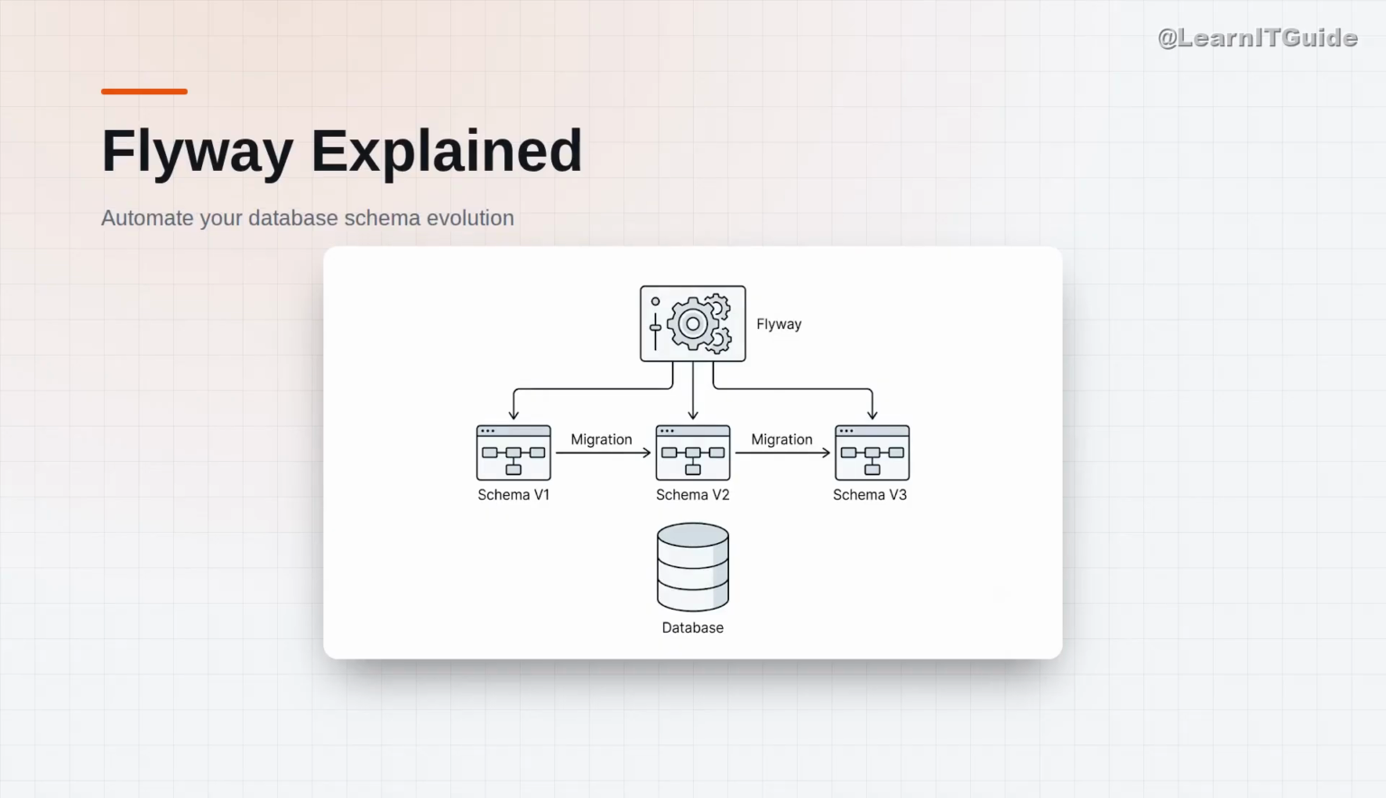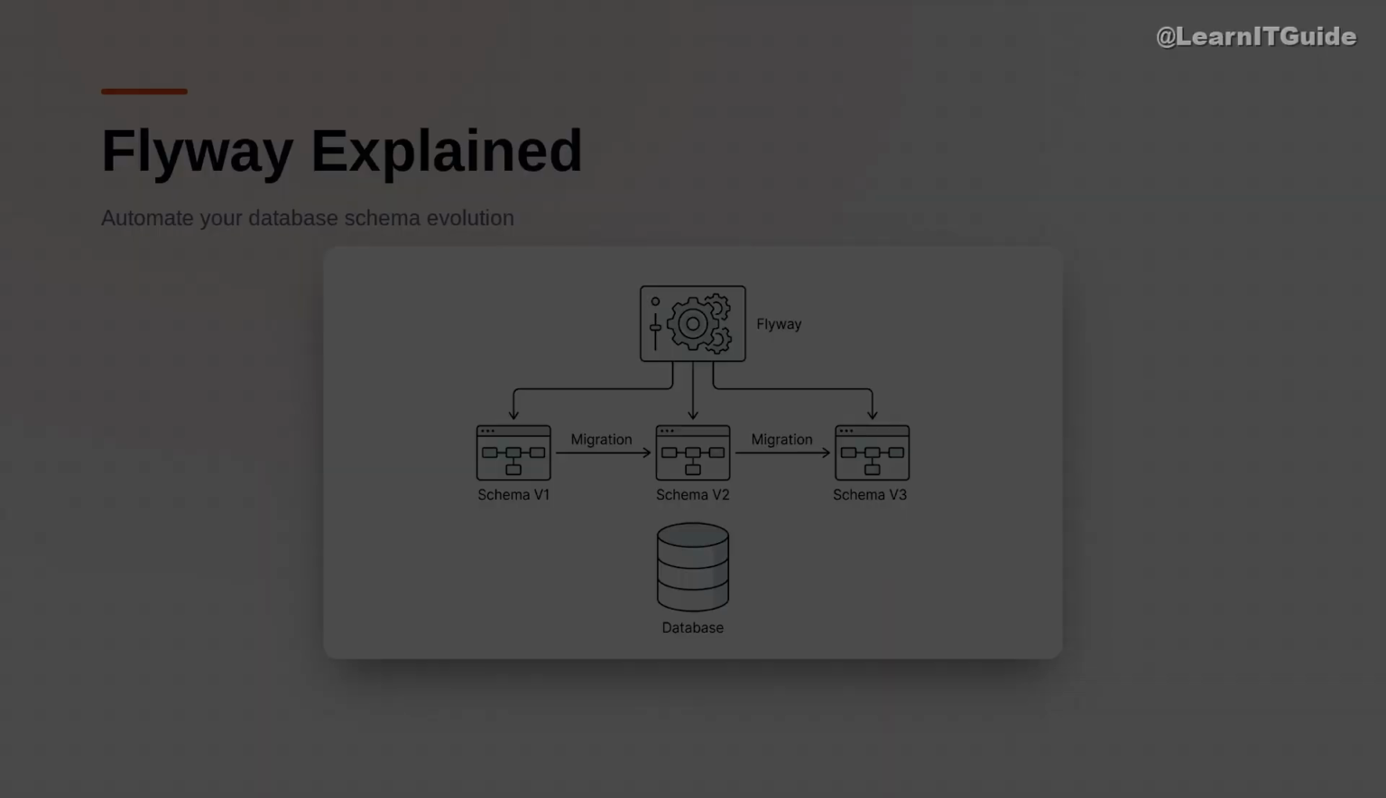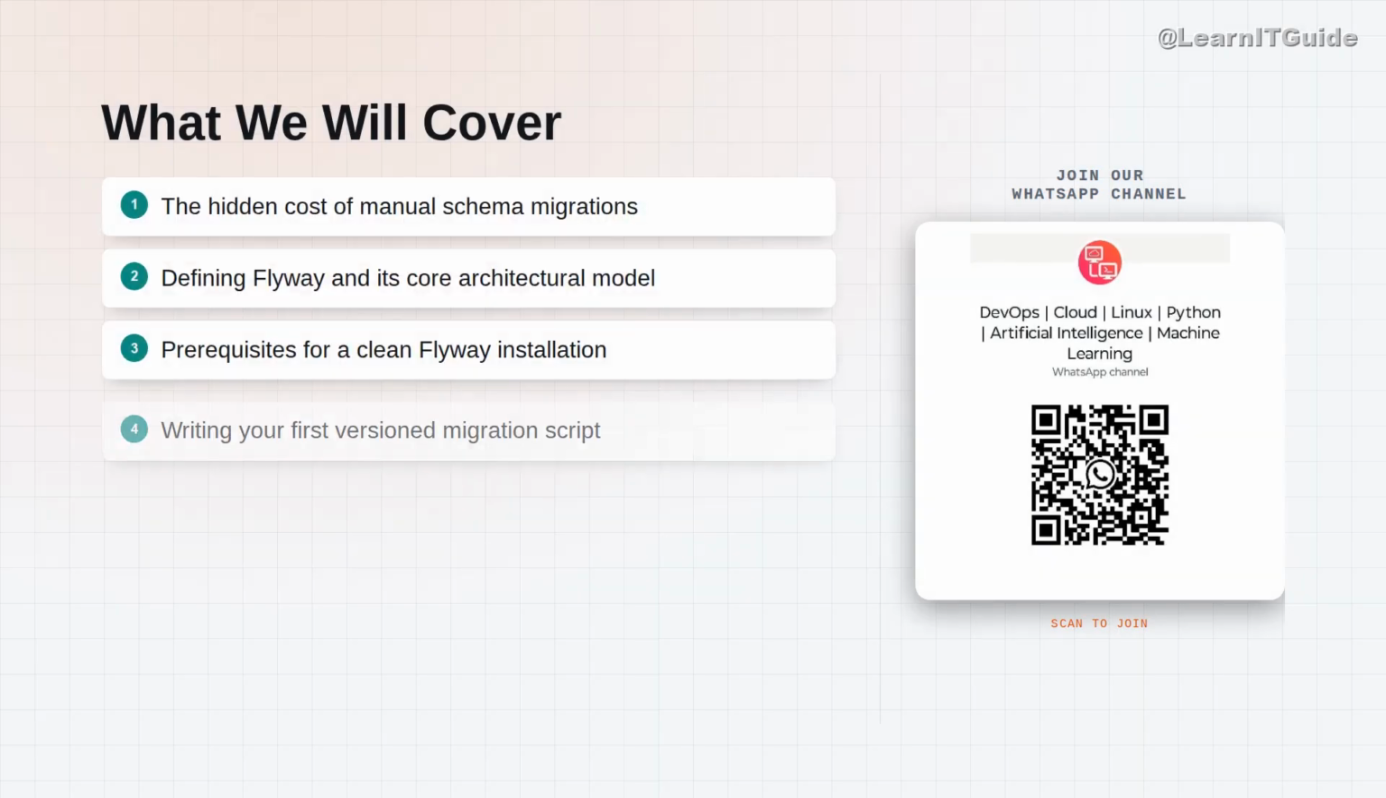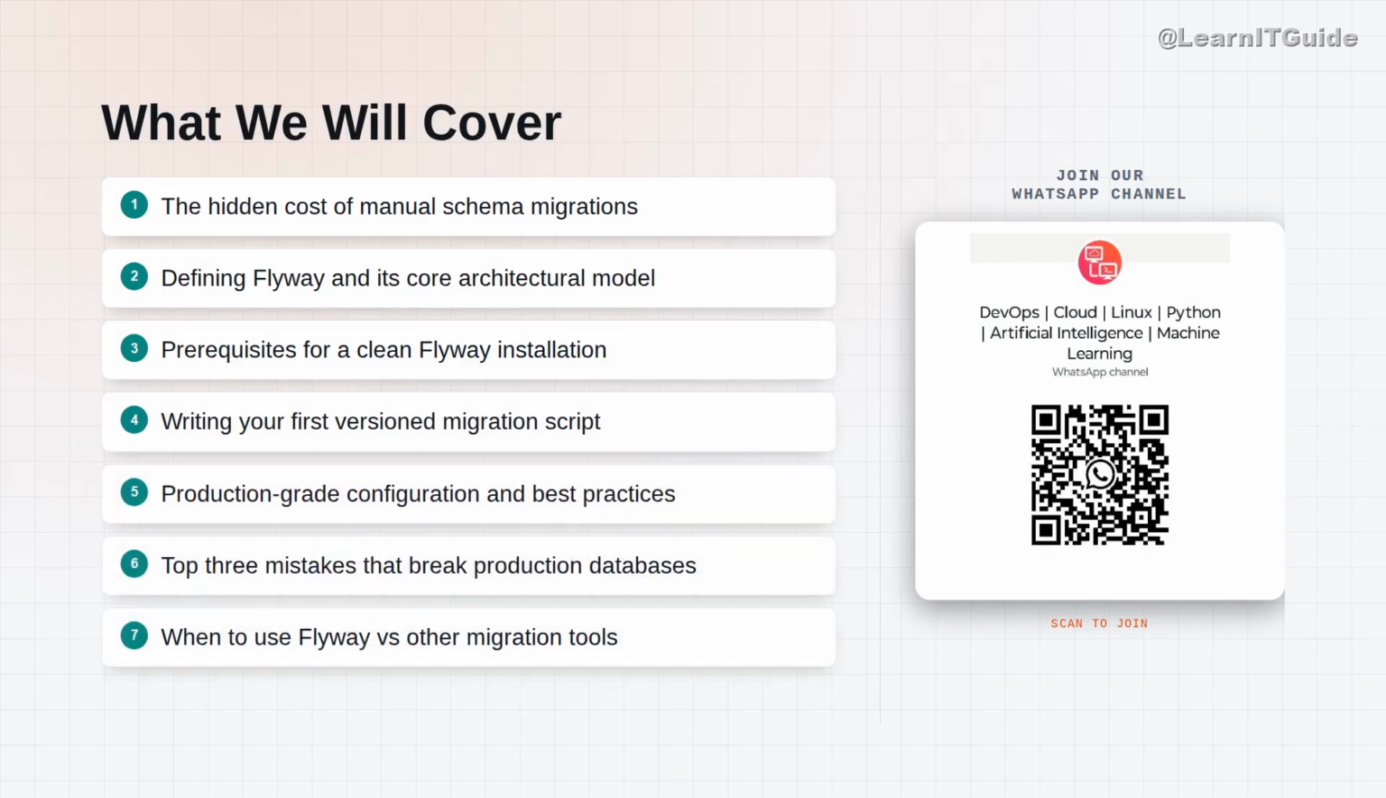Let us dive into the mechanics of why Flyway is the gold standard for database lifecycle management. Specifically, we will cover the dangers of manual schema management, the architecture that makes Flyway reliable, the exact prerequisites you need, how to write version migrations, production strategies, common mistakes, and finally, when to choose this over other tools.